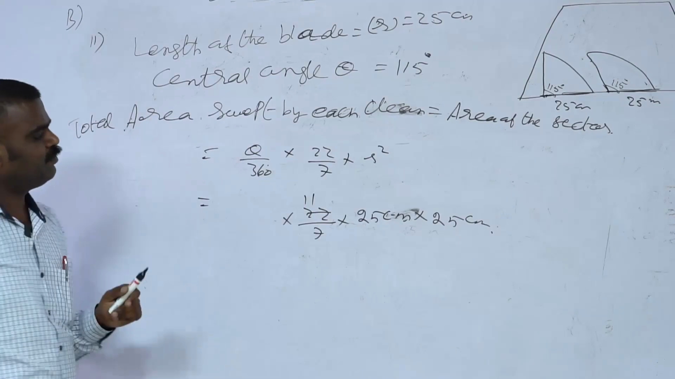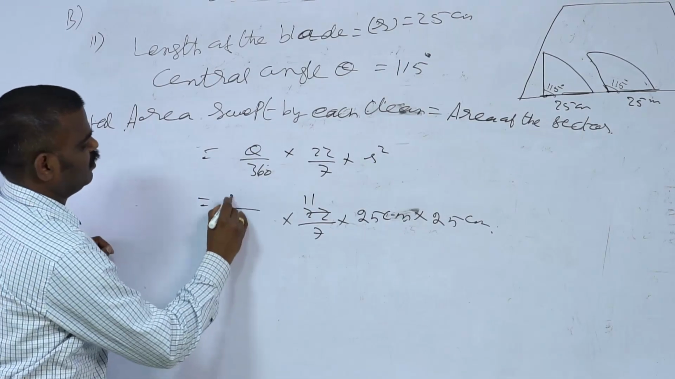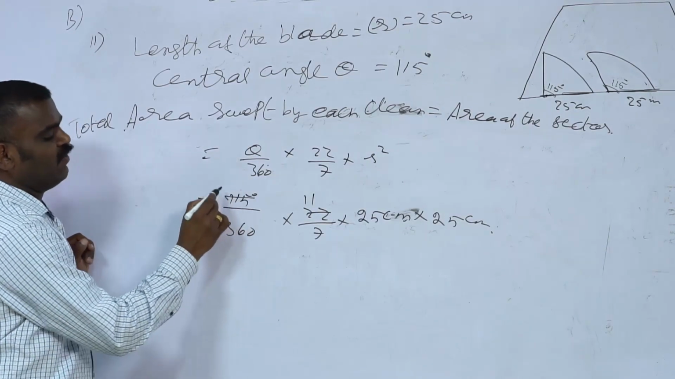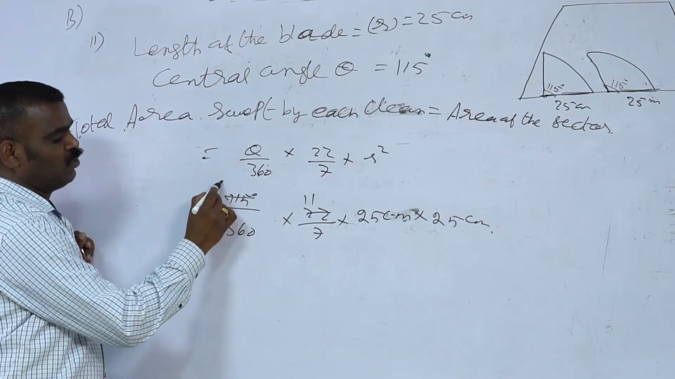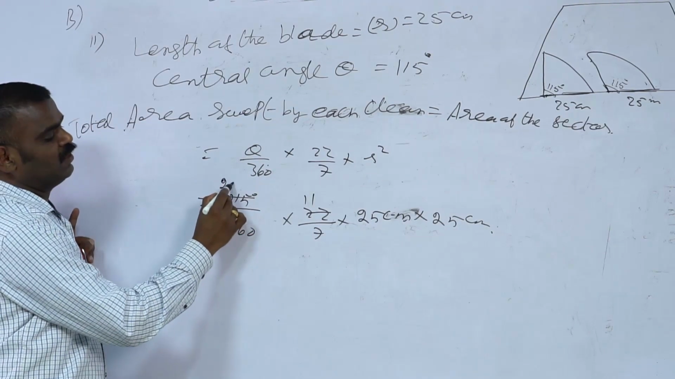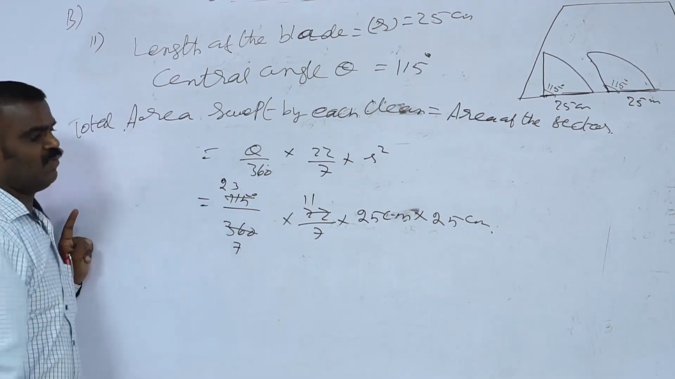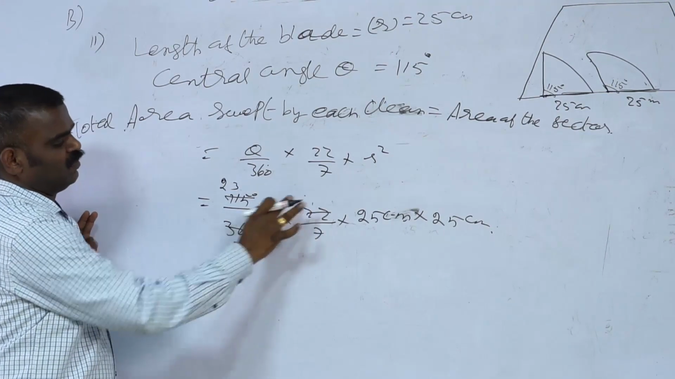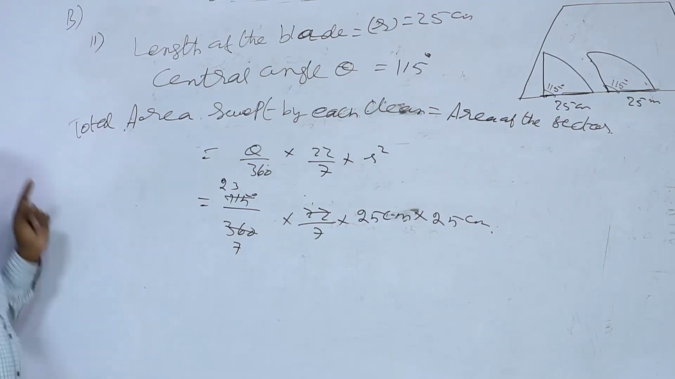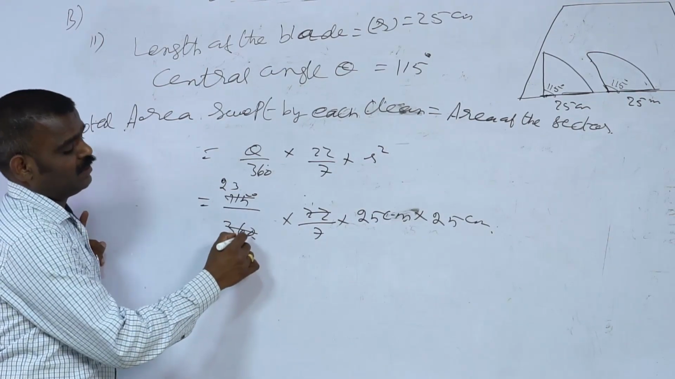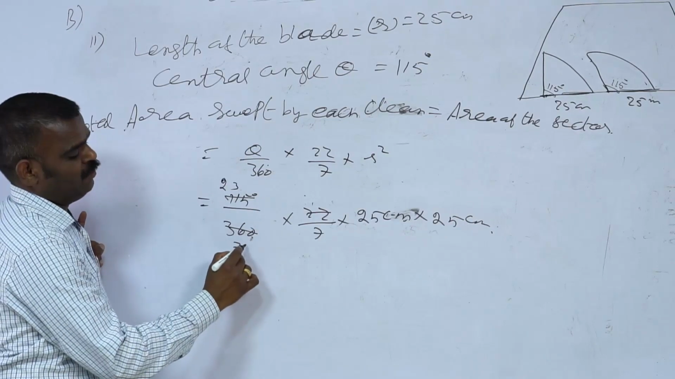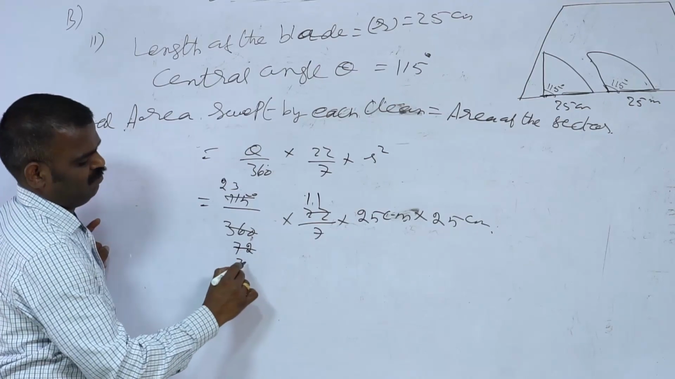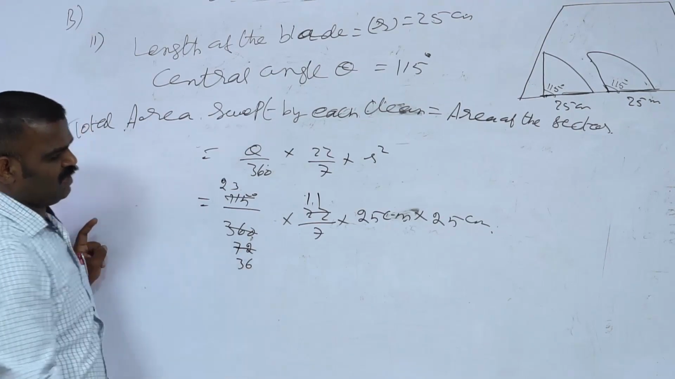One minute. 115 degrees by 360. 5 can divide. 5 2s are 10, 1 remainder, 15, 3 5s are 15. 7 5s are 35. How much remainder? 1 remainder, 10. 7, 5 how many times? 2 times. 11, 36.